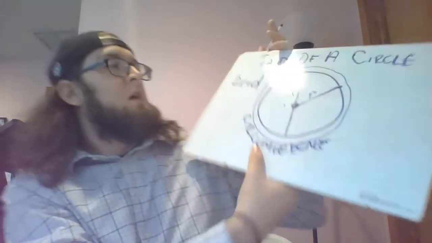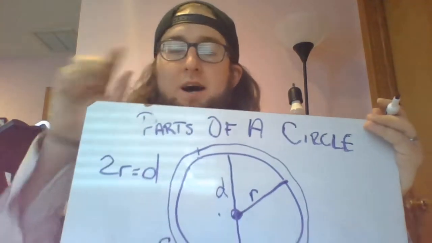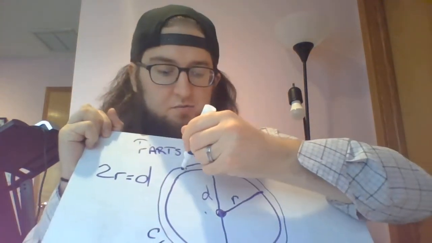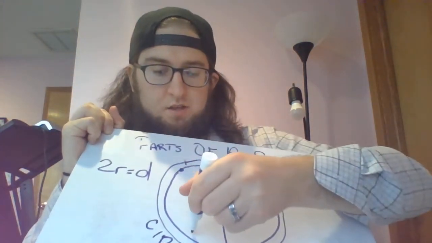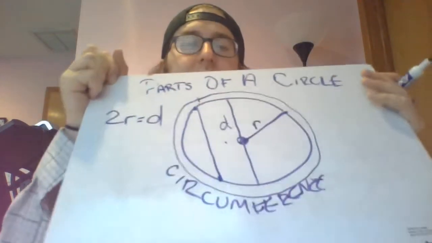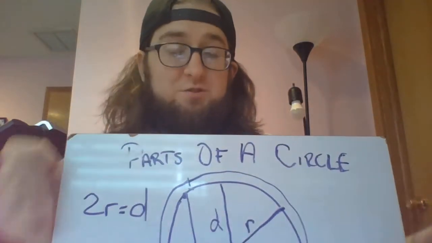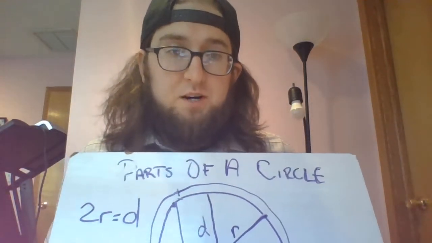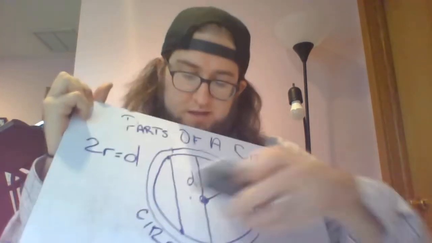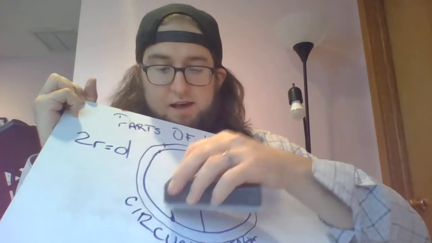Okay, cool. Does anybody know what a line, or a line segment, is called that goes from the outside of a circle to the other outside of a circle but does not pass through the center? Chord. Good, I heard you. It is called the chord. Guess what? We do not need to know that, so go ahead and just don't even worry about that.